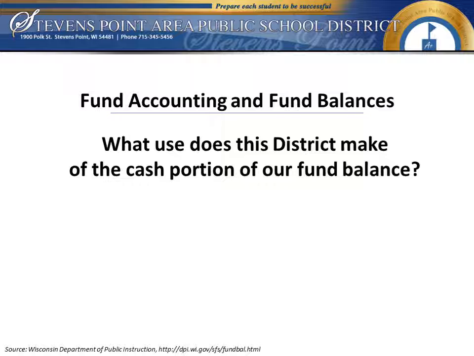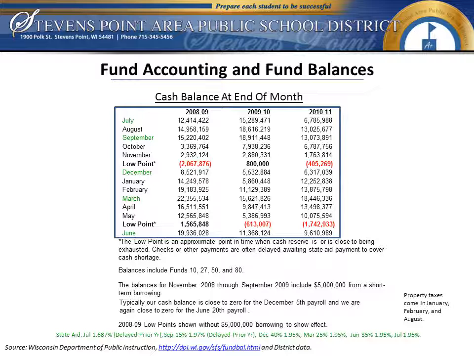What use does the district make of the cash portion of its fund balance? Cash flow. The district uses the cash portion of the fund balance to pay bills that come much faster than revenue. This table shows cash flow by month over a 3-year period. There are 2 low points in each year at which the district runs out of cash or is close to running out of cash. Those 2 low points come at the end of November and the end of May. These low points come about because state aid comes incrementally in September, December, March, June, and July. Property tax receipts come in January, February, and August.